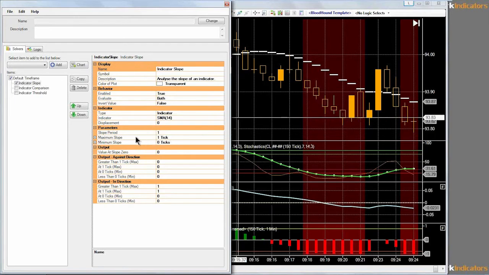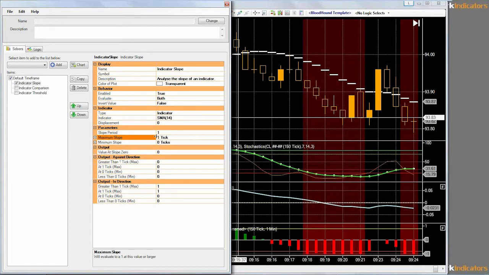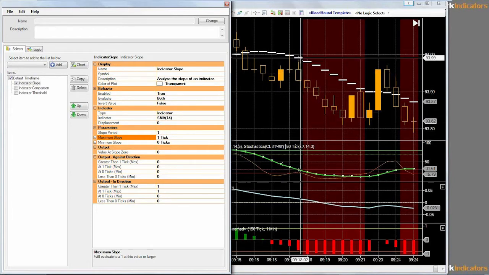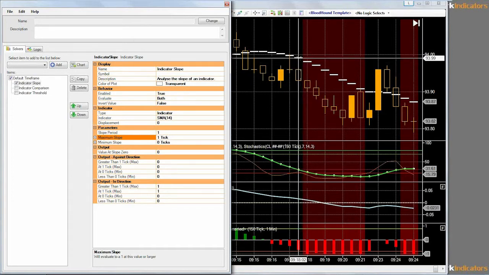Okay, and so here's another concept that some people aren't quite grasping: how do you measure slope? I don't want to get too off topic, but it does help explain how this is all working. What we're looking for is a slope of one tick. When you're looking at the slope of an indicator, essentially you're just measuring the price difference, or the movement in price.